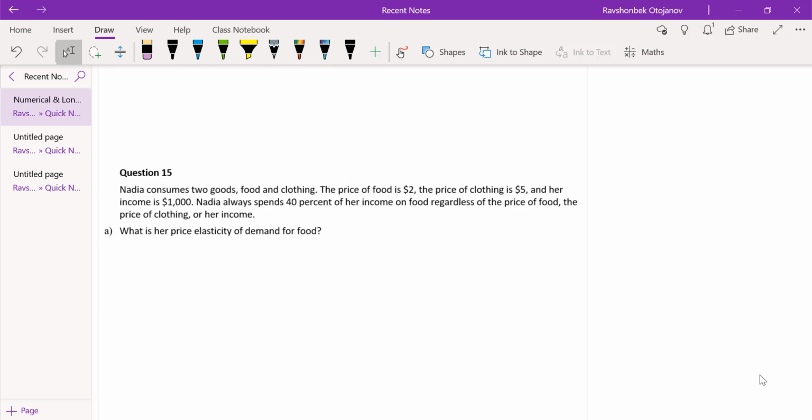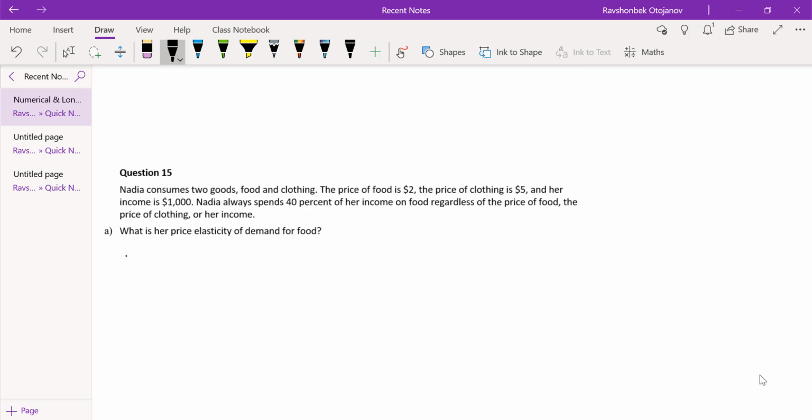The next question. Nadia consumes two goods, food and clothing. The price of food is $2, the price of clothing is $5, and her income is always $1,000. Nadia always spends 40% of her income on food, regardless of the price of food, the price of clothing, or her income. So what is her price elasticity of demand for food?